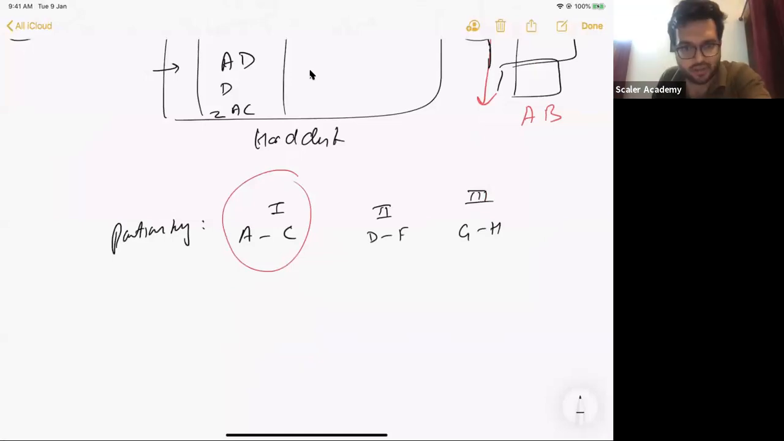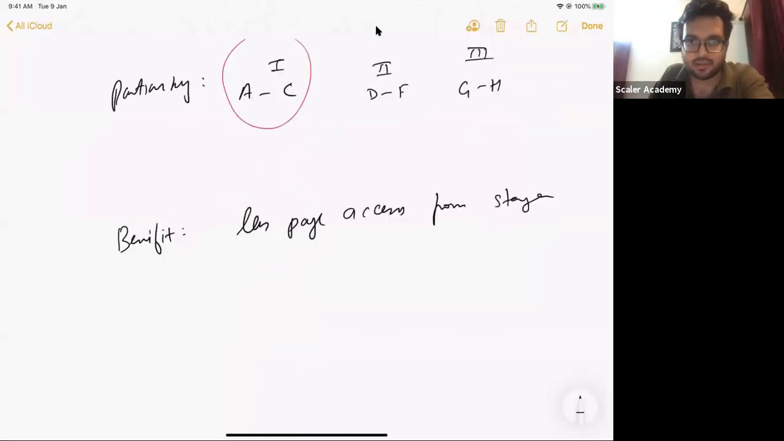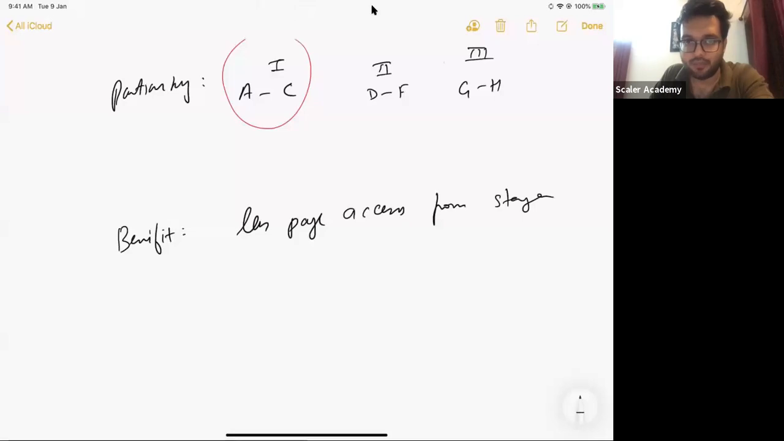Oh, the screen is not visible. Is the screen not visible? Okay, let me just share it once again. Is it visible now? Cool.